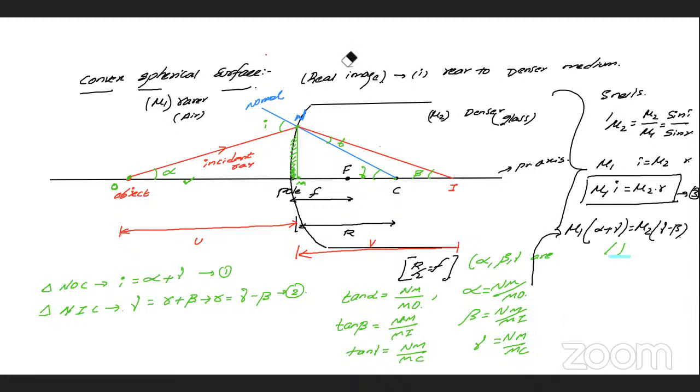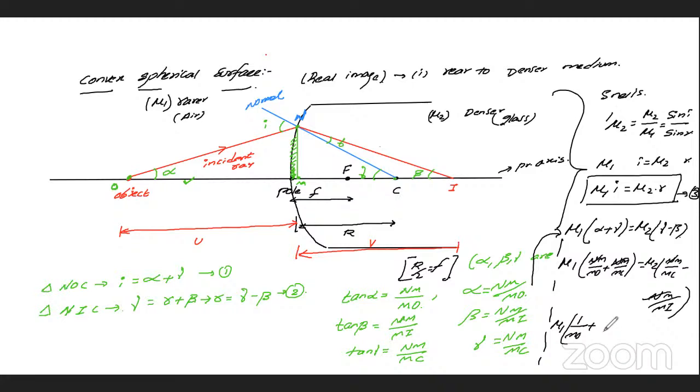When I do substitute, mu1 into alpha is Nm by Mo, plus gamma is Nm by Mc, is equal to mu2 into gamma, which is Nm by Mc minus Nm by Mn. In this case, Nm is common, so I'm just cancelling out Nm. I'll write the relation here: mu1 into (1 by Mo plus 1 by Mc) is equal to mu2 into (1 by Mc minus 1 by Mn).